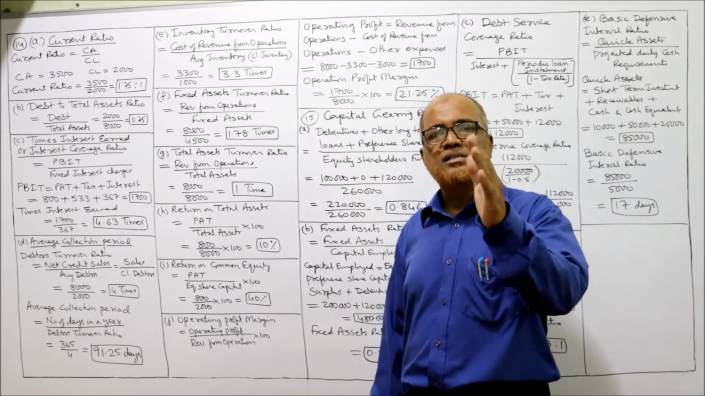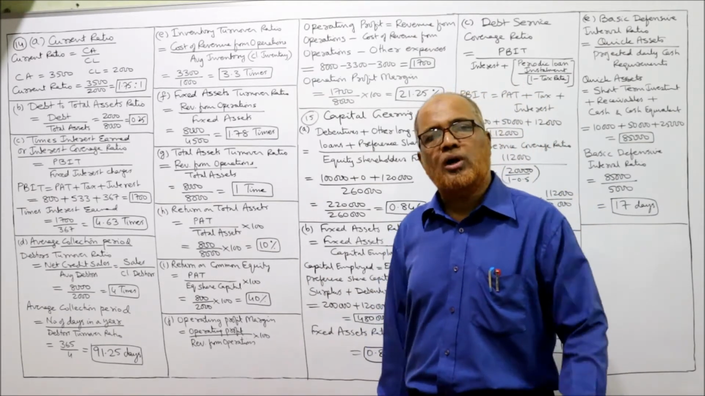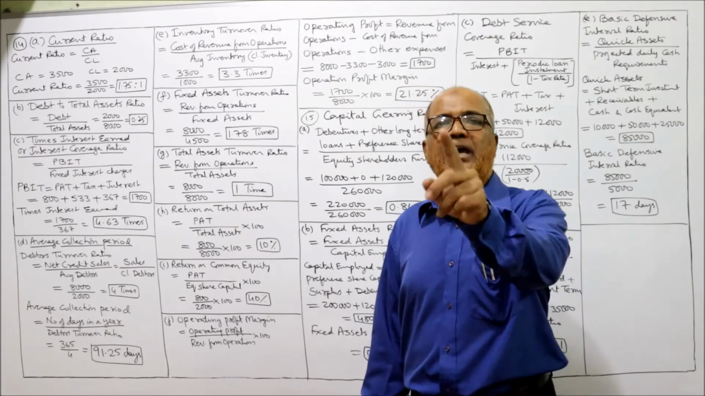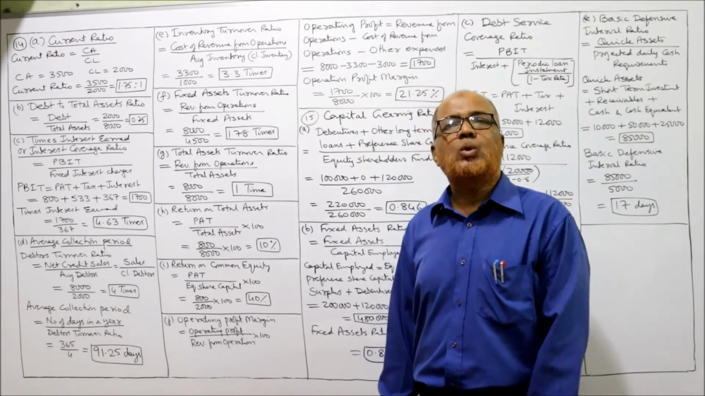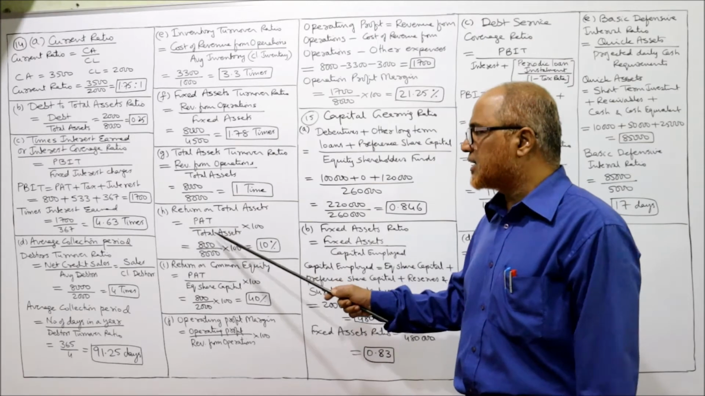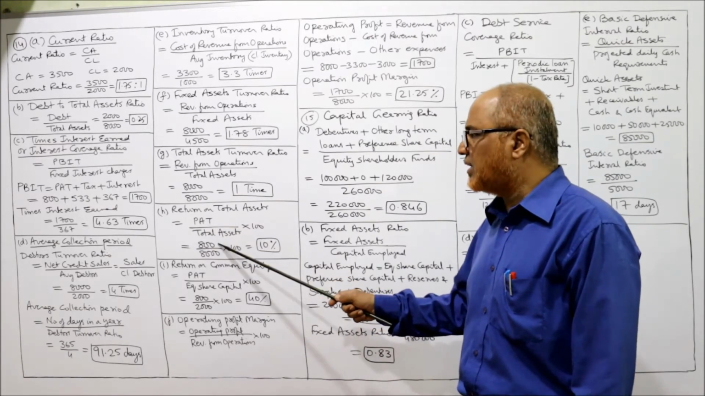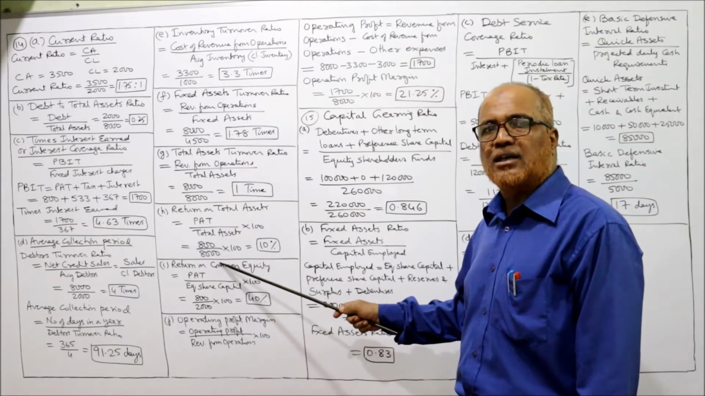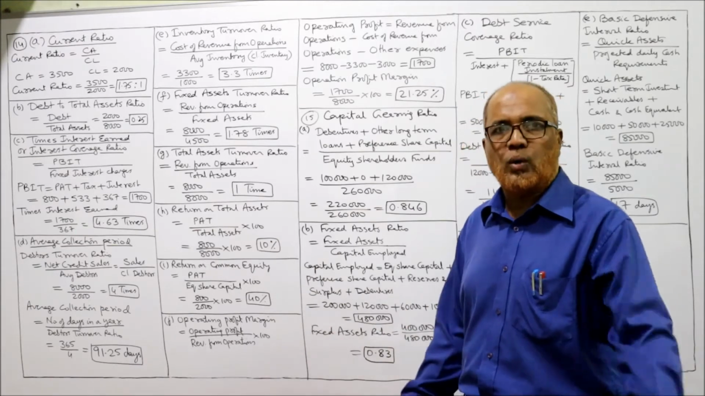Next ratio is return on total assets. This is one of the profitability ratios. Already we have applied it in the previous problem. PAT divided by total assets into 100. Profit after tax divided by total assets into 100. PAT is given 800, total assets 8,000 into 100, 10%.